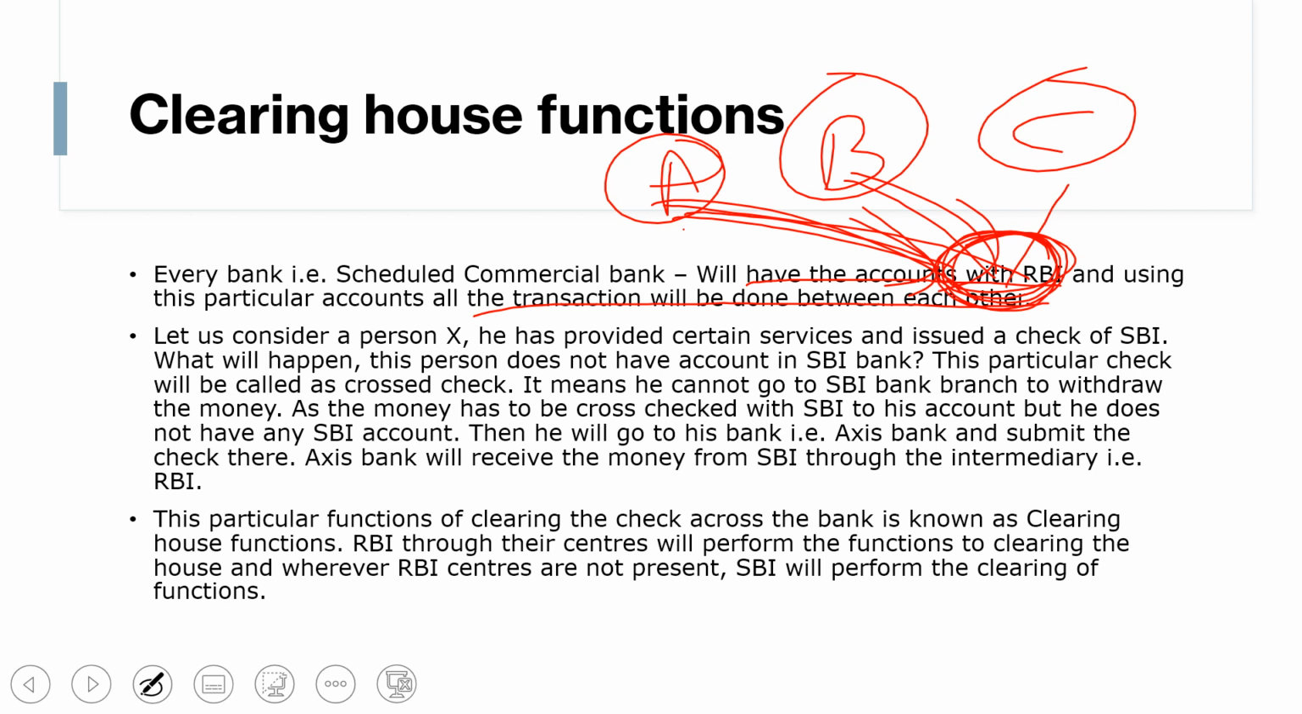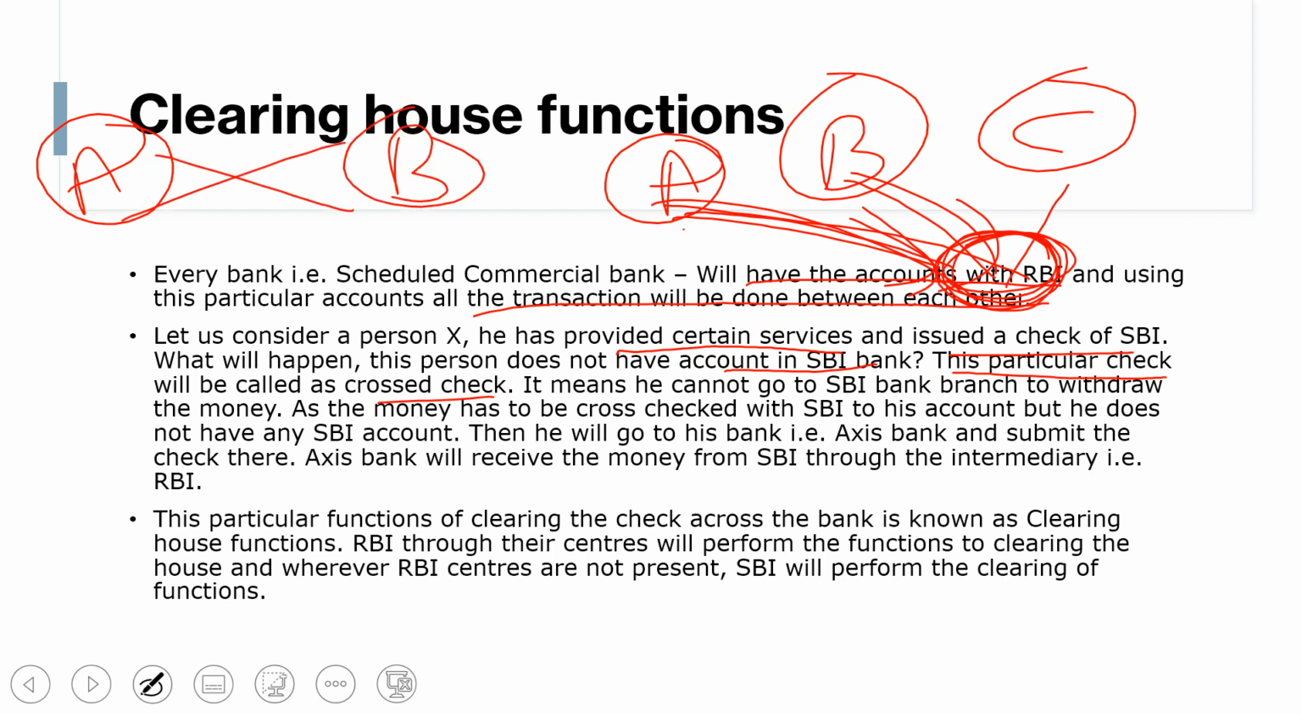So let us consider person X has provided certain services and issued a check of SBI. What will happen? The other person does not have an account in SBI. So this particular check will be called a cross check. A is SBI and B is Axis Bank, so that's why it's called a cross check. So he cannot go to an SBI branch to withdraw the money because he doesn't have an account in the SBI. So he will go to his bank, Axis Bank, and submit the check there.